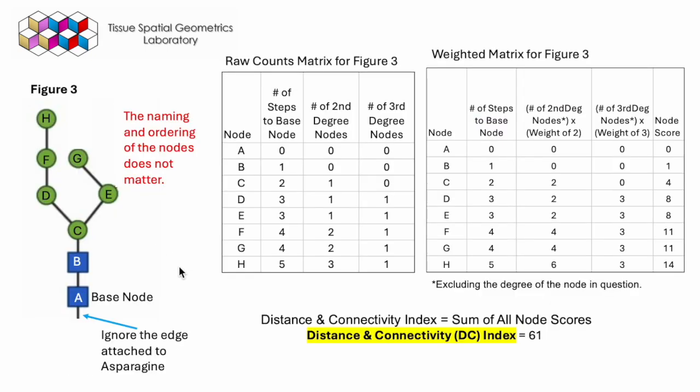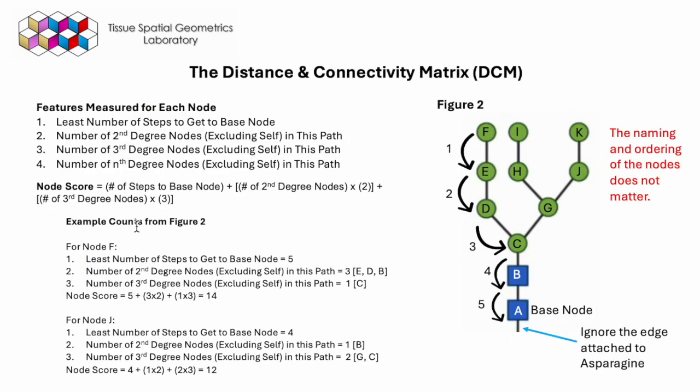Here is an example of a data matrix that results from applying the DCM approach to the structure shown in figure 3. Again, the naming and ordering of nodes does not matter. What does matter is identifying the base node here, A. So if we calculate the distance and connectivity of every single node, what we get is the raw counts matrix. And then next, when we apply the weights for the second and third degree nodes, what we get is the weighted matrix. And on the weighted matrix, every single node has a node score, which was derived from this equation.